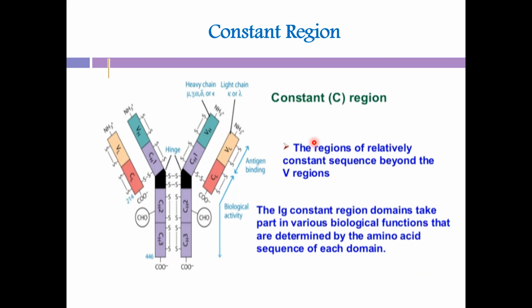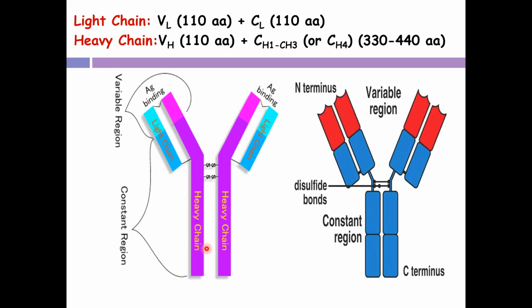What is the constant region? As I told you, this part is called the constant region, the C part, mainly in the heavy chains and the light chain. The constant sequence beyond the variable region is called the constant region. The immunoglobulin constant region domains take part in various biological functions that are determined by the amino acid sequence of each domain. So this is the heavy chain and light chain, the antigen binding site, the antibody binding site. This is the heavy chain, this is the light chain. The upper part is the variable region, this part is the constant part. This is the disulfide bond which links them to each other, the constant region and the variable region.